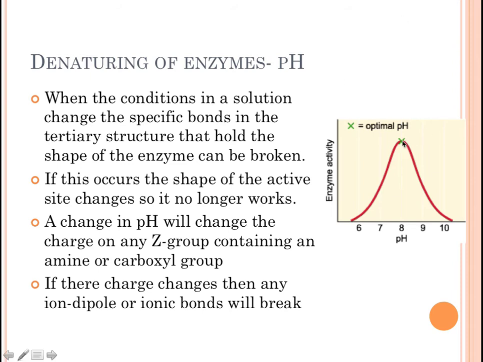Okay? So this is an optimal pH for this particular enzyme. It's different for each enzyme. As soon as we move away from it, our enzyme activity falls because the shape is no longer appropriate. And it becomes what we call denatured. Okay? There is no such thing as renaturing. Can't go backwards. Once it's denatured, it doesn't work and you're stuffed.